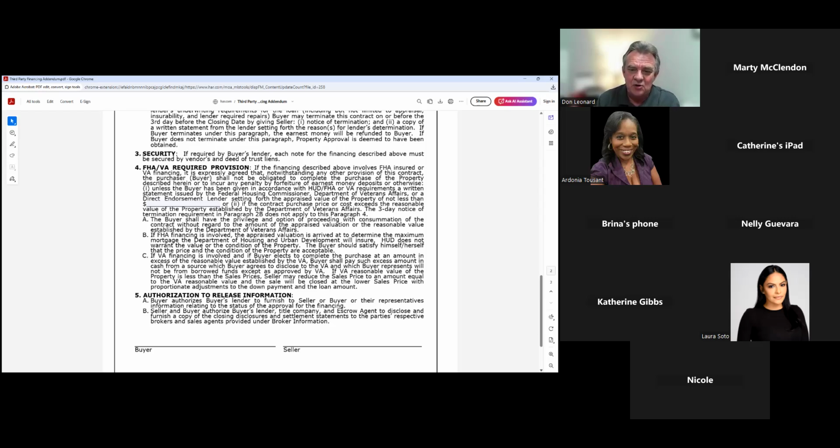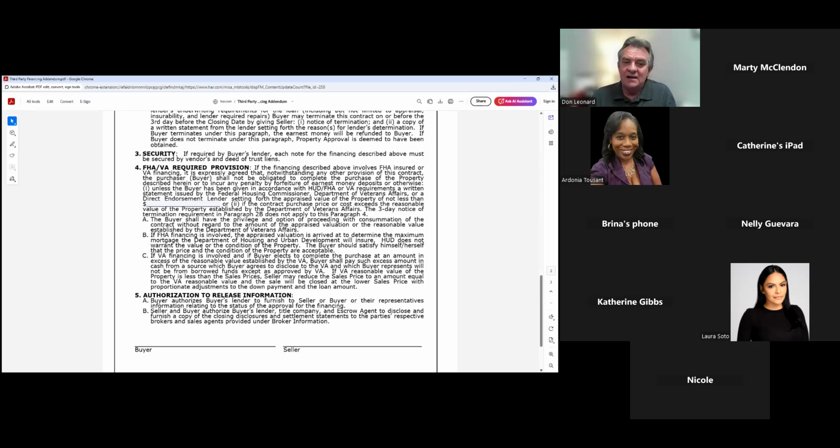If the financing described above involves FHA insured or VA financing, it is expressly agreed that notwithstanding any other provision of this contract, the purchaser or the buyer shall not be obligated to complete the purchase of the property described herein or to incur any penalty by forfeiture of earnest money deposits or otherwise, unless the buyer has been given, in accordance with HUD or FHA or VA requirements, a written statement issued by the Federal Housing Commissioner, Department of Veteran Affairs, or a direct endorsement lender setting forth the appraised value of the property of not less than X amount of dollars. Typically, we see the sales price in there.